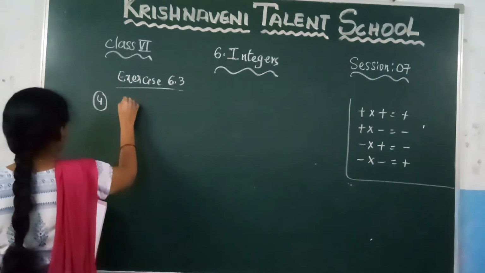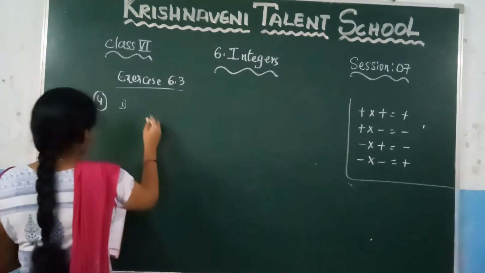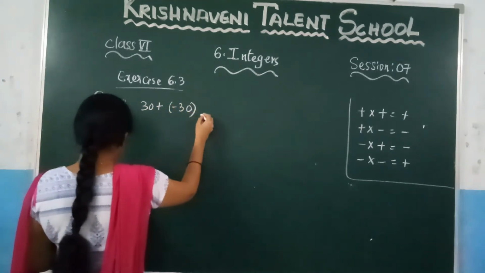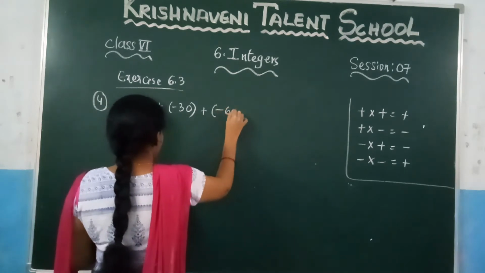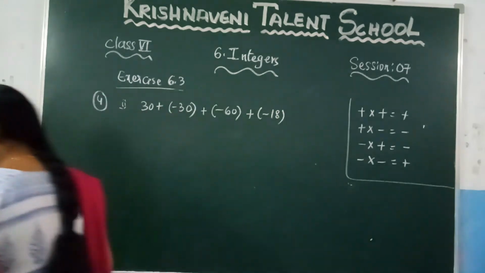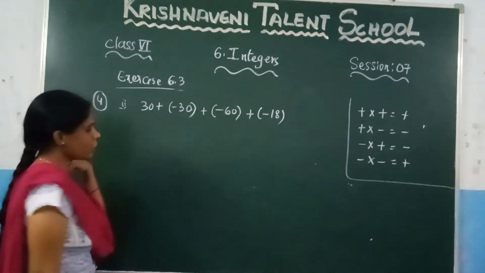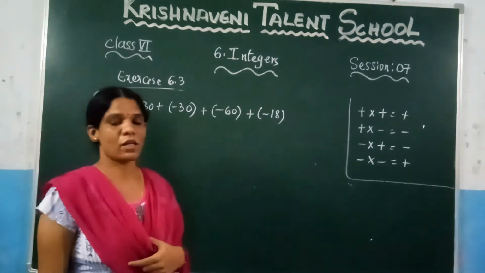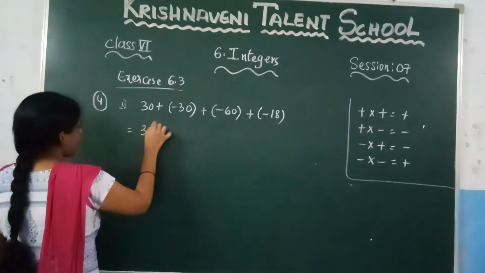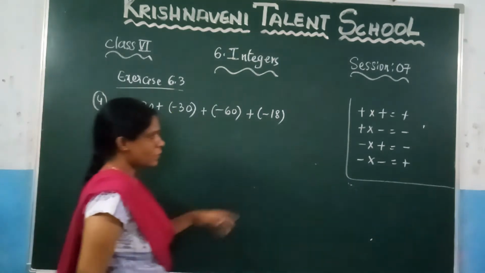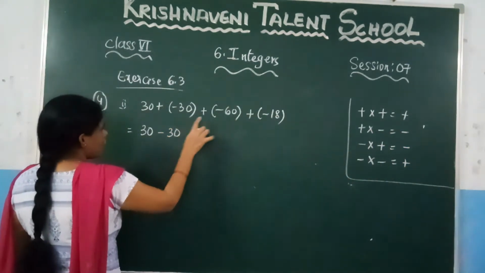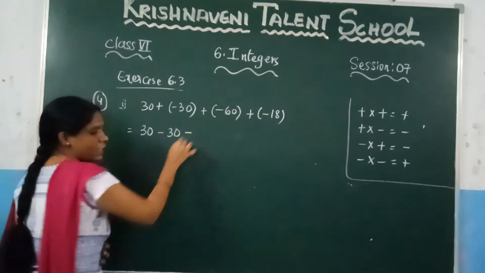Second one: 30 plus minus 30 plus minus 60 plus minus 80. Right? This is the problem they have given here. Now, you need to simplify this one. Let us first solve what is there in the brackets. You know that 30, what is the value of plus into minus? Plus into minus is minus. So, keep it here minus 30. Right? What is the value of plus into minus? Again it is minus.